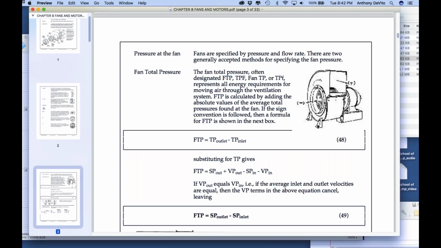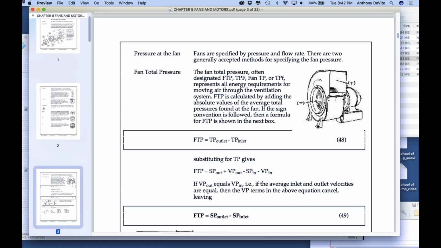Fan total pressure. That's going to account for several things: the velocity pressure and the differences in the static pressure that you need to overcome all the losses going through this thing. Okay, so often, 90% of the time, that's what the hood designer or the fan manufacturer is going to want to know to help him size the fan. They're going to want to know the fan total pressure.